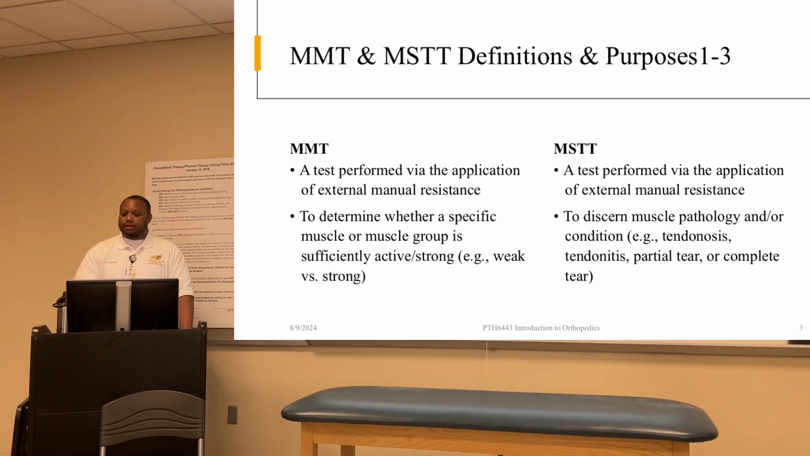Manual muscle testing and muscle selective tension testing, definitions and purposes. So what is the definition of manual muscle testing? It is a test performed via the application of external manual resistance. Therefore, we test the muscles using our hands. That's what manual means, the use of our hands, and applying an external force with the use of our hands.